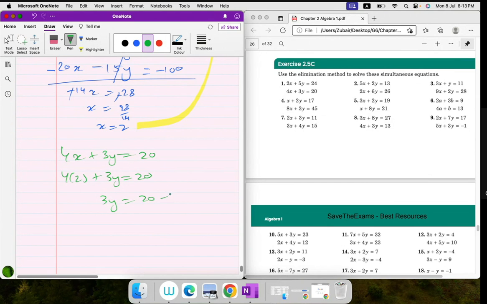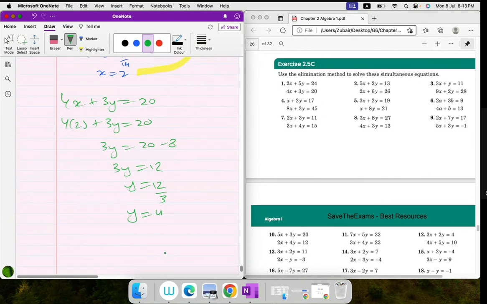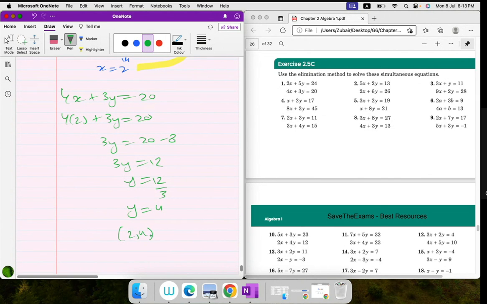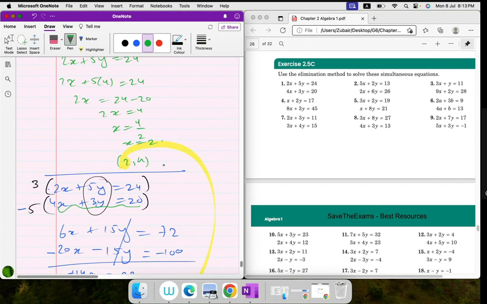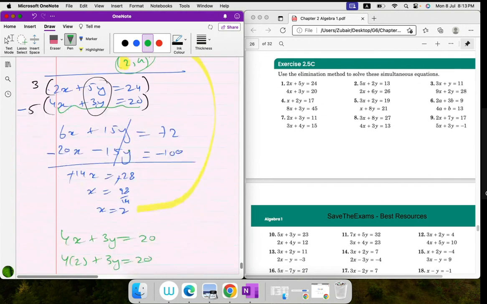3y is equal to 20 minus 8. 3y is equal to 12. y is equal to 12 by 3. y is equal to 4. So we get the same answer, 2 comma 4. Whatever method we choose, we get the same answer, 2 comma 4.